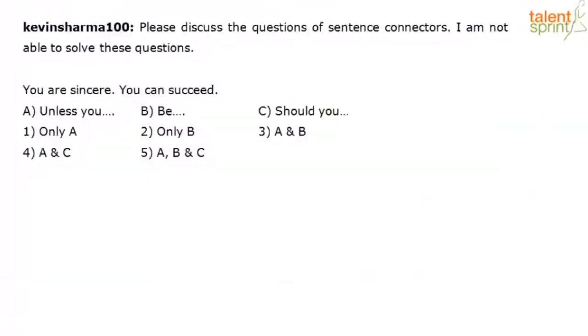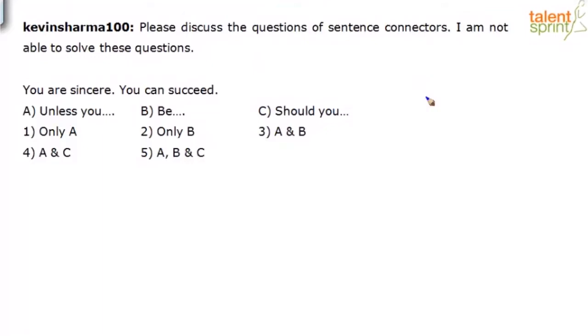So he says, please discuss the question of sentence connectors, I'm not able to solve these questions. Alright. Now, before getting into the question itself, a couple of things. When it comes to sentence connectors, basically you have two simple sentences, which are two complete thoughts, each a clause with a subject and a verb, and then you have to join them, combine them to form a meaningful or logical sentence. And there are options given. So the ideal way to approach these questions is to just apply logic for the most part. Just keep in mind to apply logic and see if the sentence is making sense. That's all you need to do.